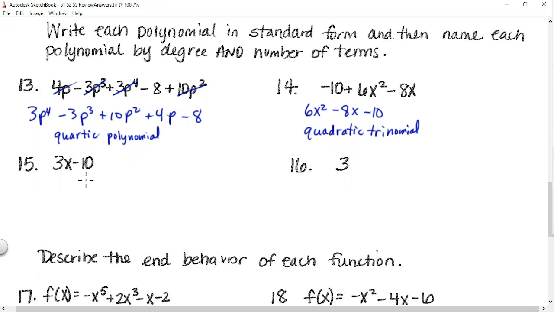Okay, this next one, it's already in standard form. We could write it down again. That's it. And when the largest exponent is 1, again, we could write that 1, or we don't have to write it. That's called linear. And when it has 2 terms, it's called a binomial. So by degree, it's linear. By number of terms, it's binomial. Linear binomial.